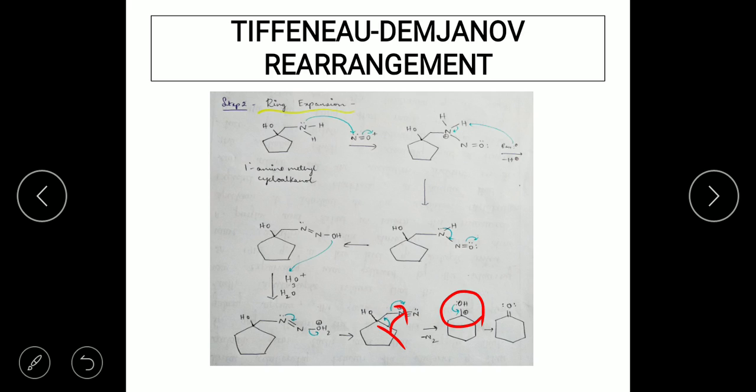So now this hydroxyl, you are going to rearrange it to form the ketone group. So this is how you are going to get the cyclohexanone group. That is nothing but from 1-aminomethyl cycloalkanol, you are going to get the cyclohexanone group. That is, from a 5-membered cyclic group, you are going to get a 6-membered cyclic group. So hence it is a homologous reaction.